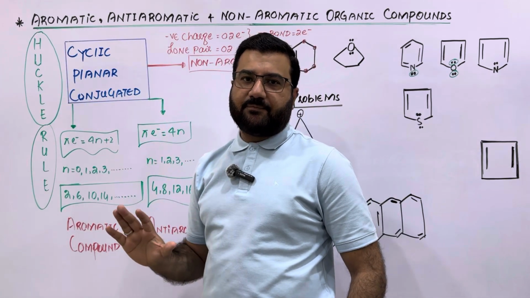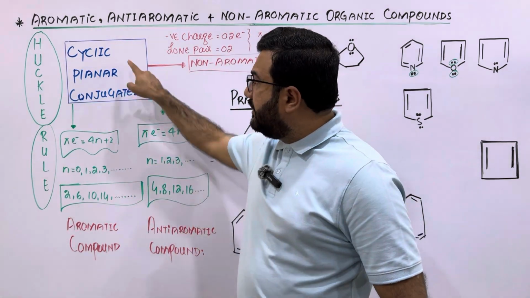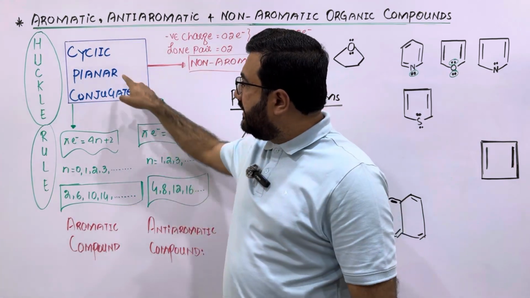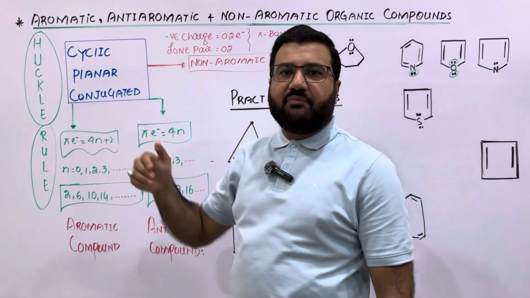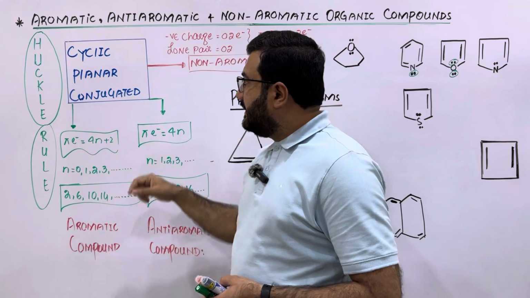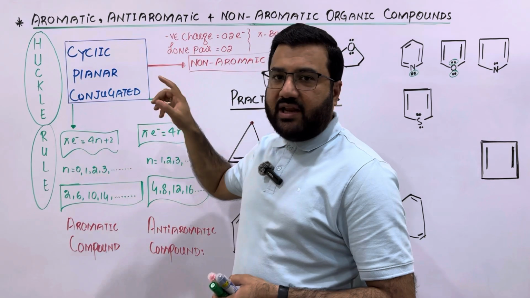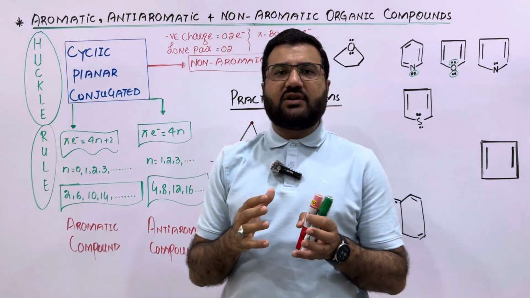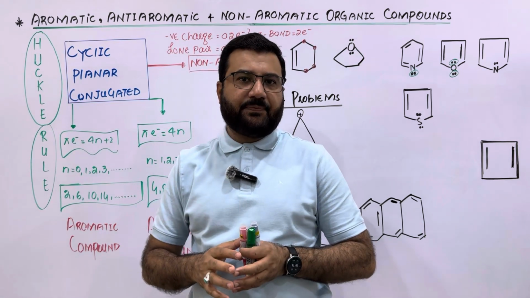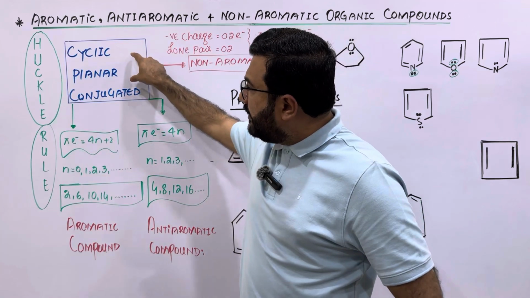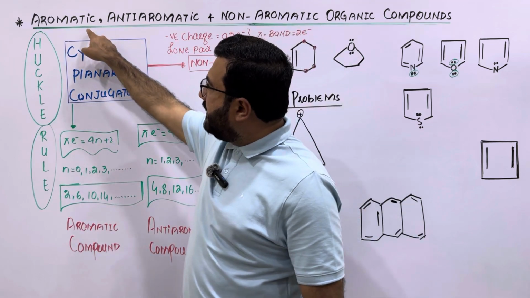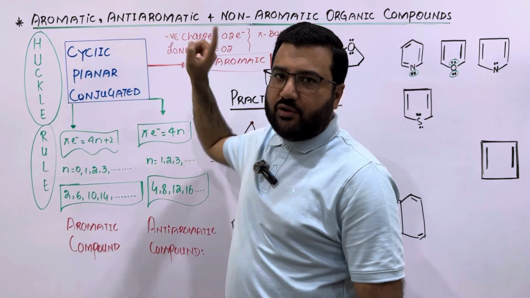If there is an organic compound which has cyclic structure, meaning the closed ring structure, if it has planar geometry, meaning all the carbons in the organic compound are sp2 hybridized, and if it has conjugation, meaning the alternate pi bonds or the delocalized pi electrons or the delocalized charge, then, my dear students, any organic compound having these three features may be aromatic or may be anti-aromatic.